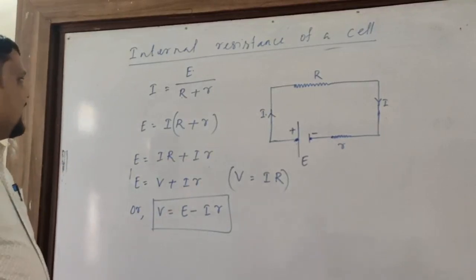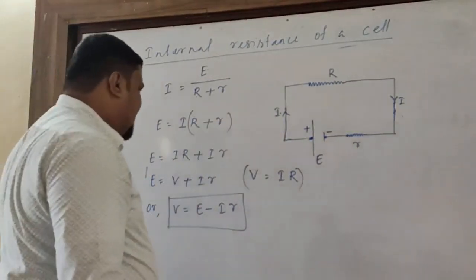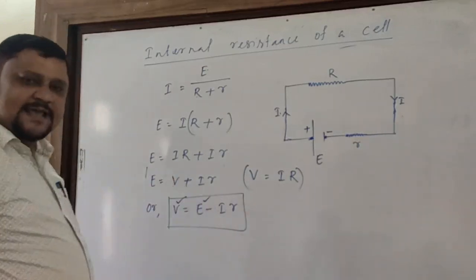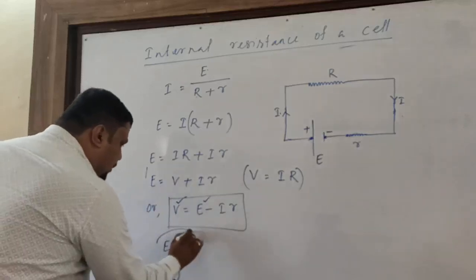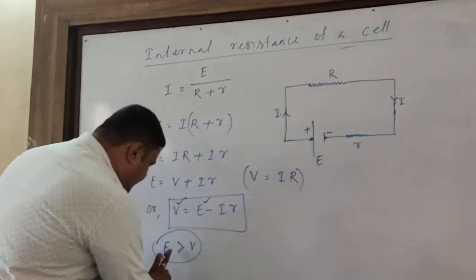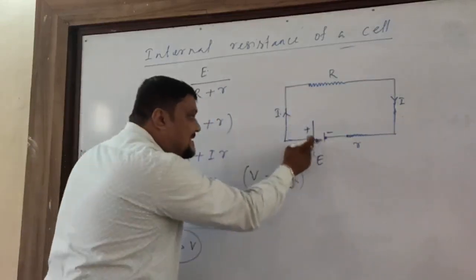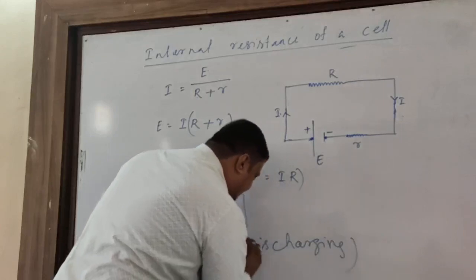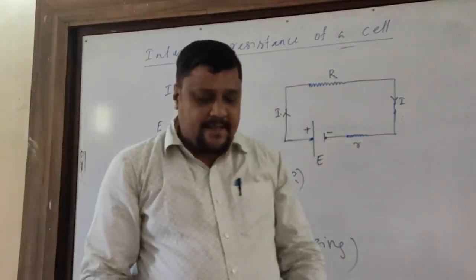So this is the relation between EMF and potential difference. From this expression, you see that the EMF of the cell is greater than the potential difference. In most cases, when a battery is discharging, the current is coming from the source, the cell. Discharging means current is coming from the cell. In the discharging case, E is greater than V. Okay, so this is one condition.